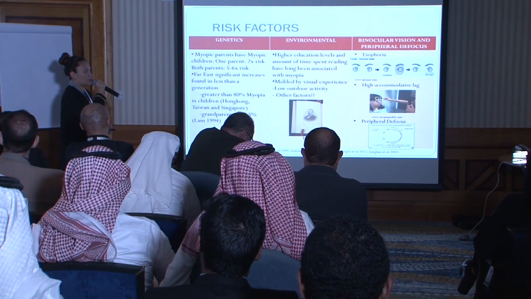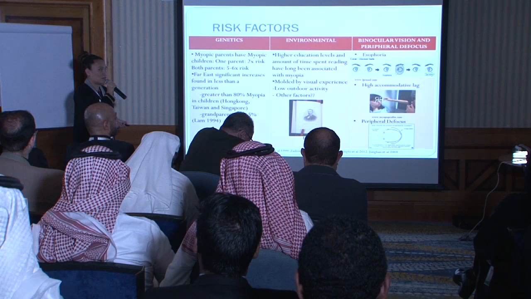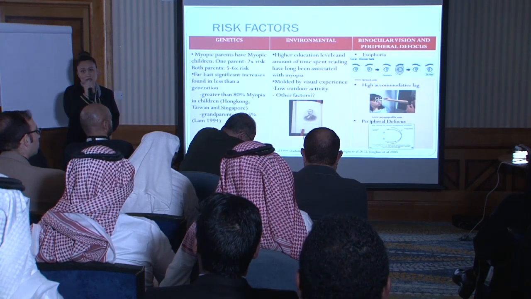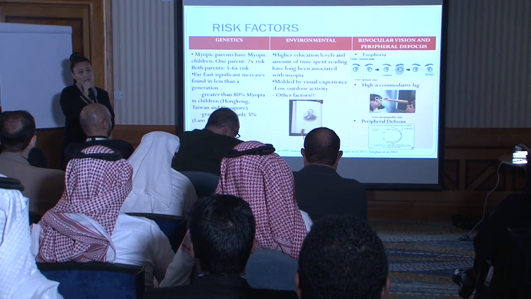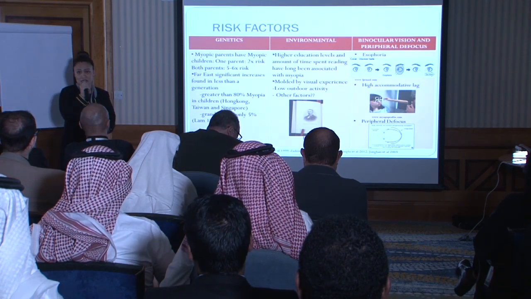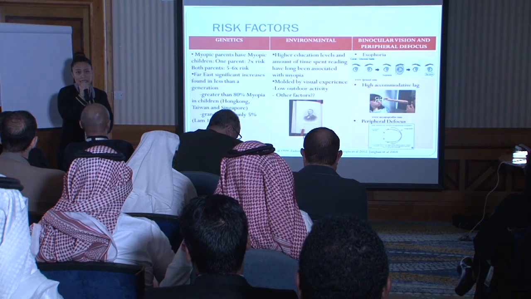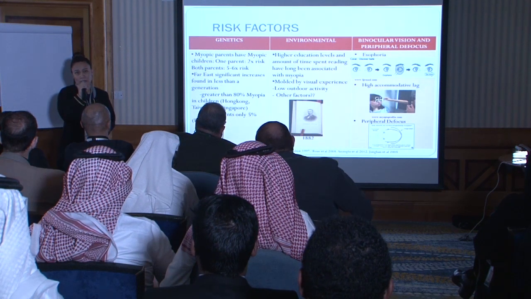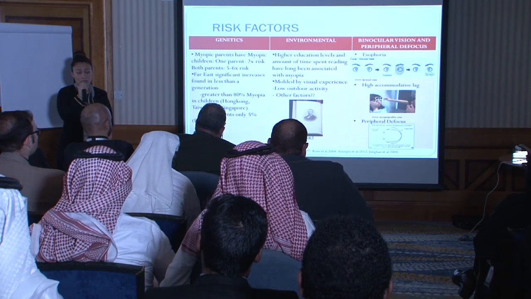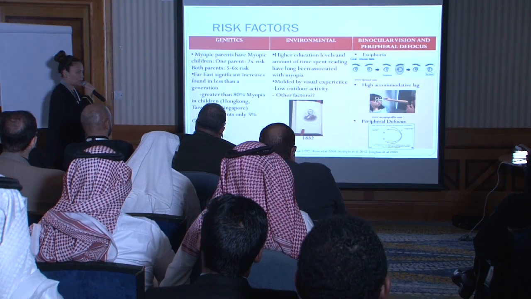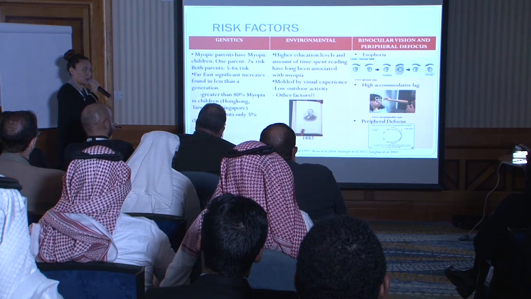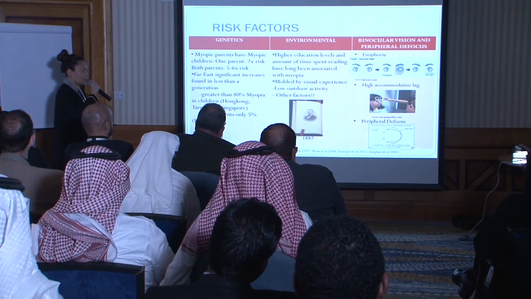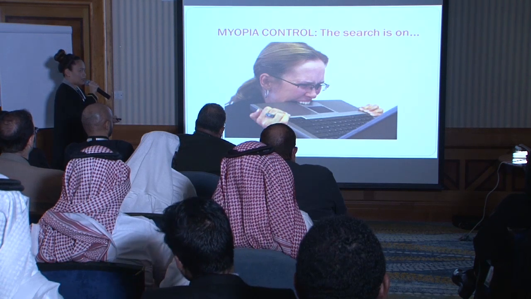Binocular vision and peripheral defocus: those who have esophoria and high accommodative lag have the potential to progress as myopic. Even if, for example, you catch a child at 6 years old having plus 0.50, if they have esophoria and high accommodative lag, you have to watch out for them because they can progress to myopia if uncontrolled. Peripheral defocus was discussed by my colleague a while ago, and we will discuss it later as well.